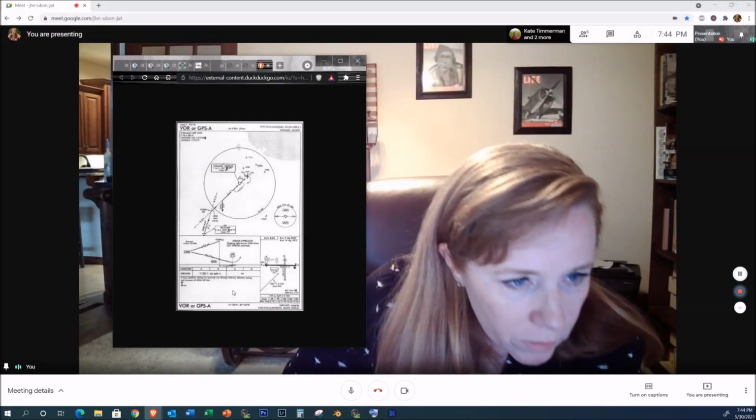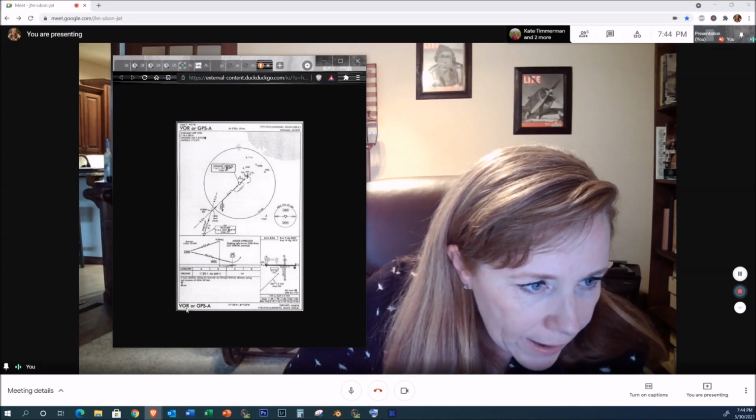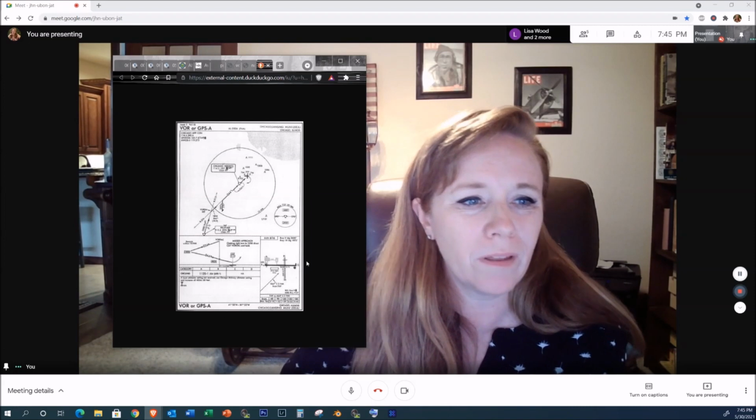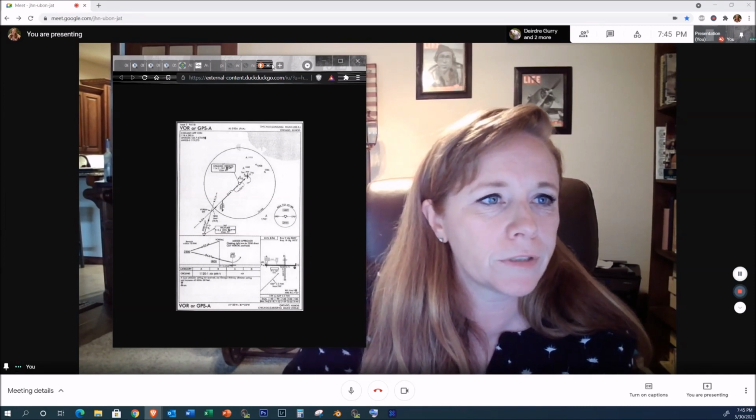All right, well, this is Chicago SHA. See how it is a VOR GPS? No, this is not a good example either because it is actually a circle-only approach.